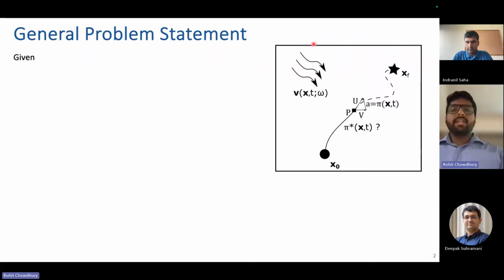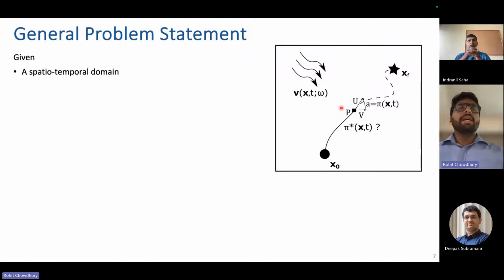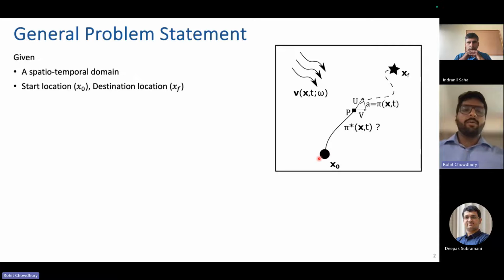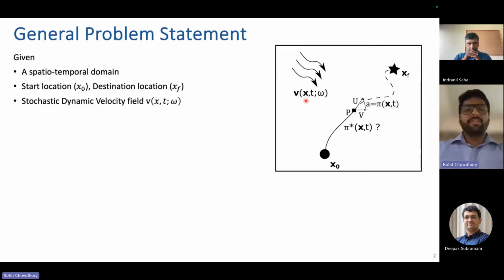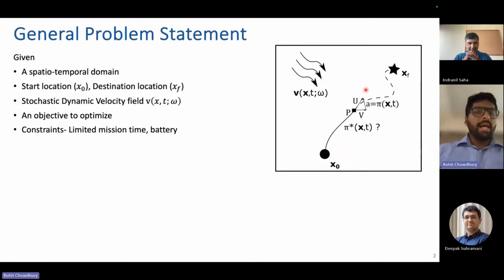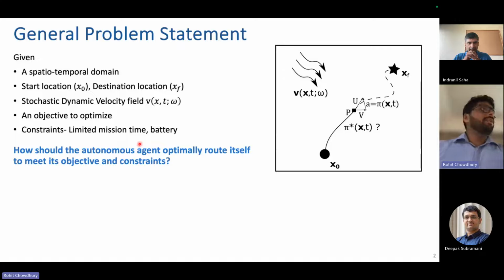So let's say that we are given this spatio-temporal domain, and inside this domain, we are given some starting location x naught and a destination location xf in the presence of a stochastic velocity field, that is v. So think of ocean currents when you think of v. And we have an objective to optimize. So, for example, you could want to minimize the travel time from x naught to xf, and maybe some constraints like a limited mission time and limited battery. And so the key question is, how should this autonomous agent route itself optimally to meet its objectives and constraints?